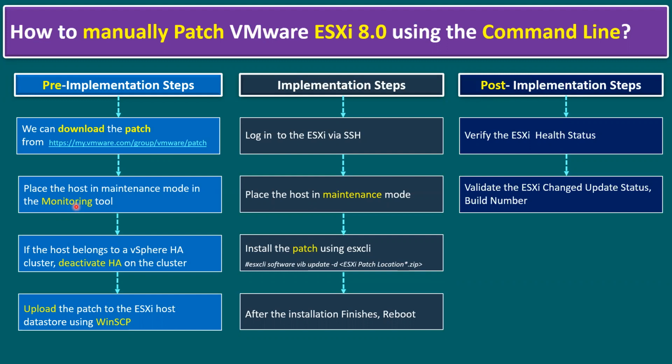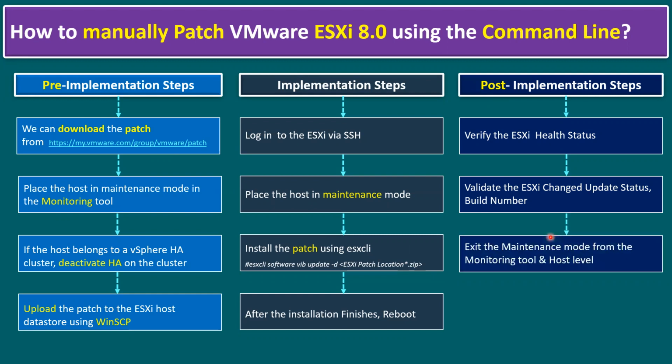To place the maintenance mode, you are using SolarWinds or vRealize Operations Manager or any other third-party monitoring tool. That monitoring tool also we have to exit. Okay, and also we have to exit the ESXi host maintenance. Both we have to exit from vCenter level as well as from the monitoring tool level. But the tool name may vary from one organization to another organization. That is our actual final step. Okay, these three steps we are going to verify once the host is back online.